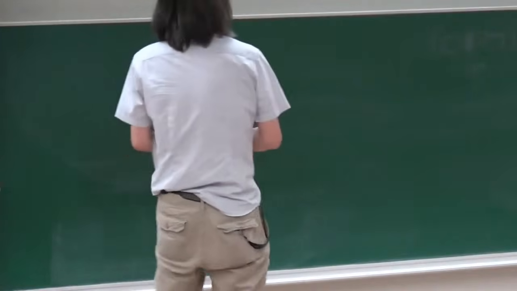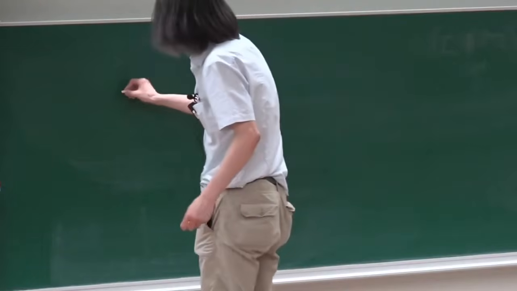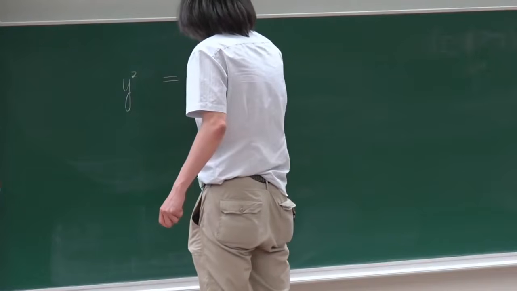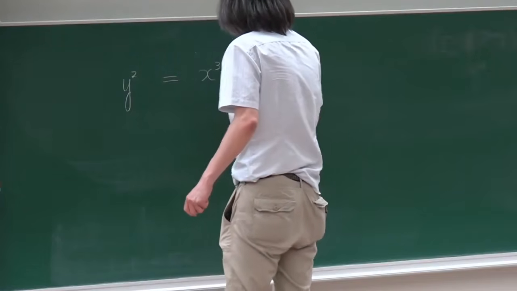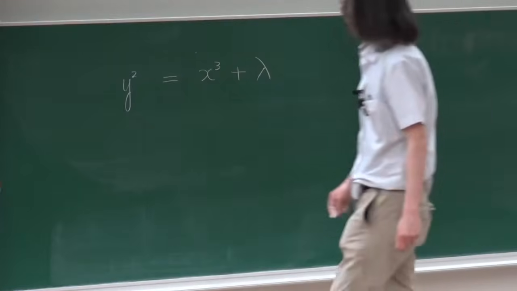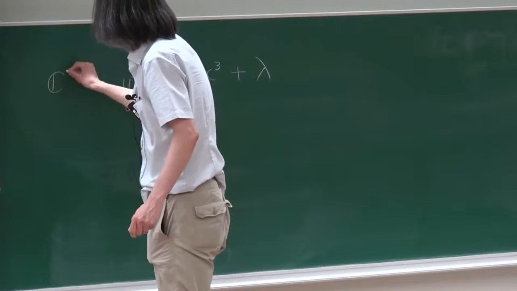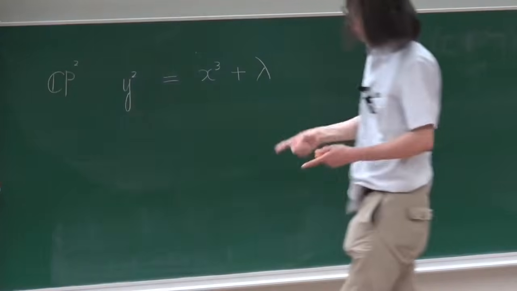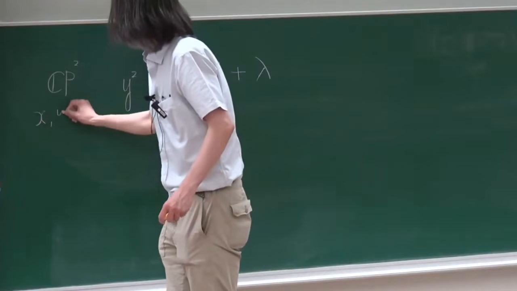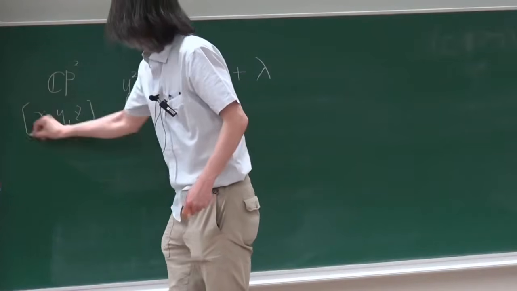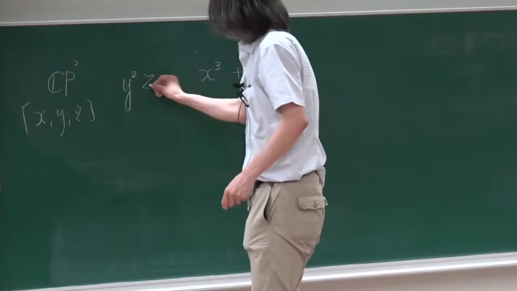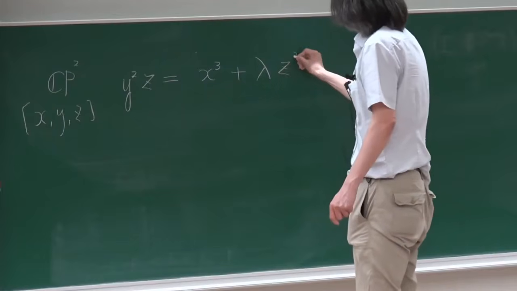So, for instance, if you have this very nice picture like y squared is equal to x cubed plus lambda, right? In CP2, maybe I have to add, so here I have a homogeneous coordinate like x, y, z, right? And then I should make it a homogeneous cubic polynomial, so therefore maybe I put z here, and here maybe I put z cubed, okay?